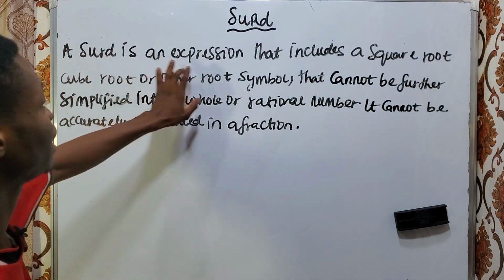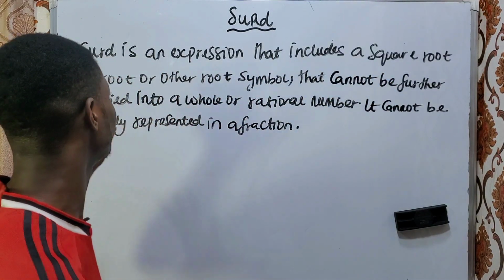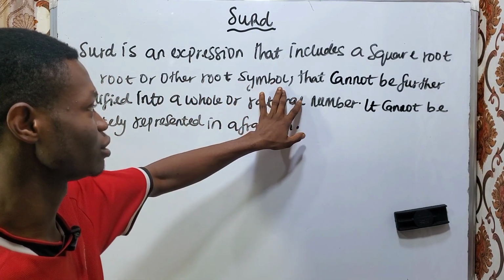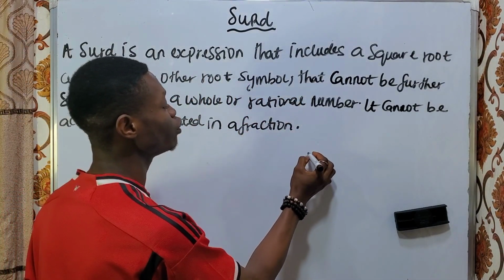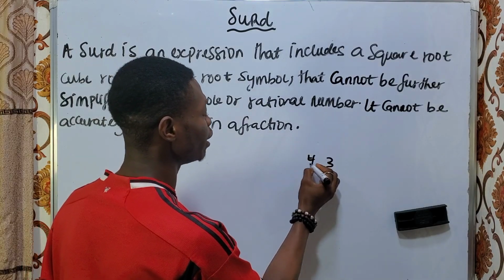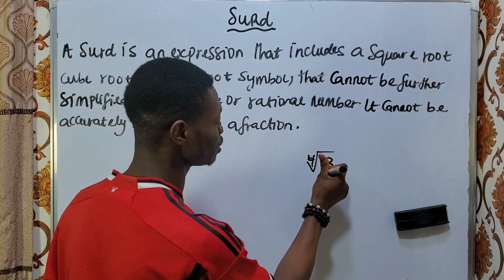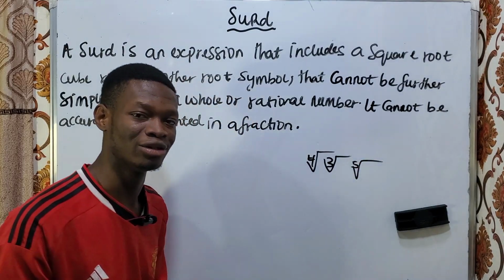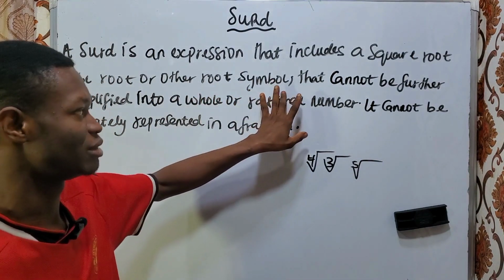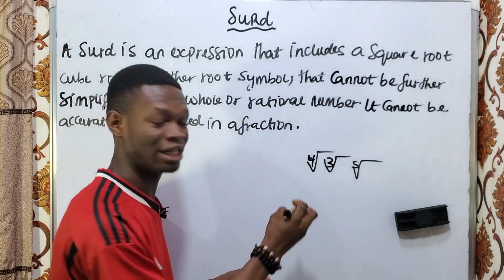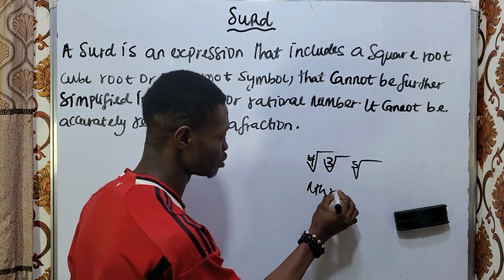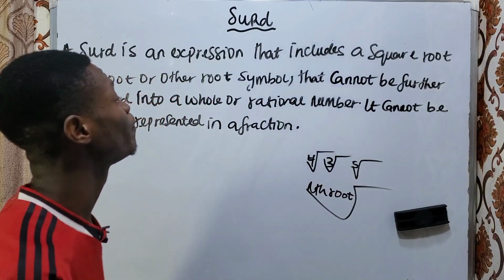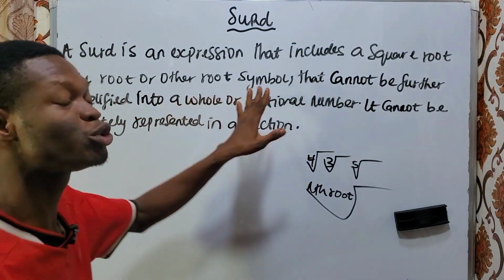A surd is an expression that includes a square root, cube root, or any root symbols. So it can be fourth root, fifth root like this, any other root. That's why I said any other root symbols. So we can just generally call it the nth root. You understand? So that cannot be further simplified into a whole number.